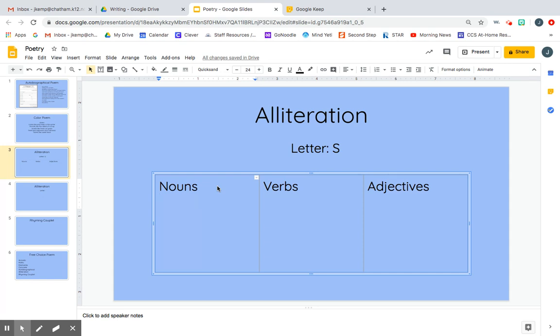And remember, a noun is a person, place, or thing. A verb is an action. It's something that you can do. And an adjective is a describing word. So let's go ahead and start with nouns. One of them would be seashell. That's a thing.